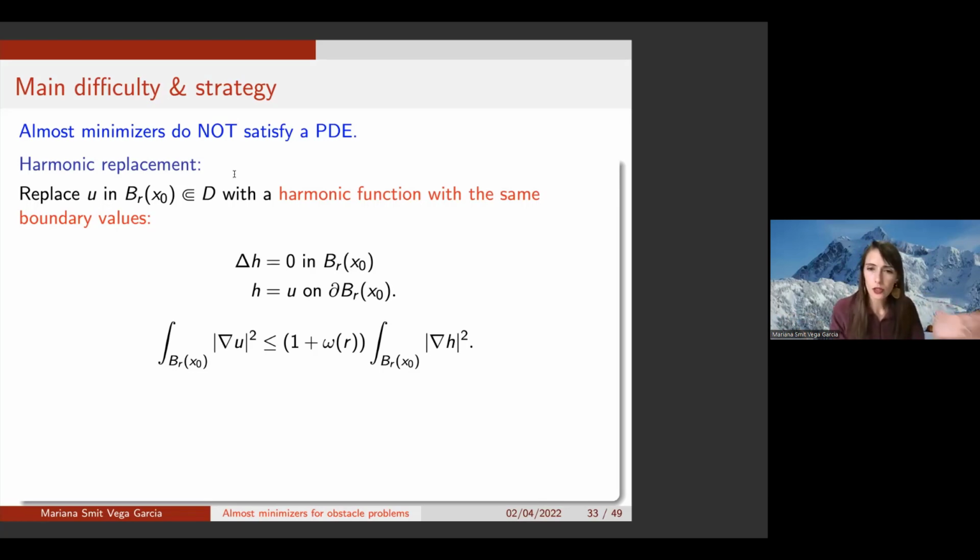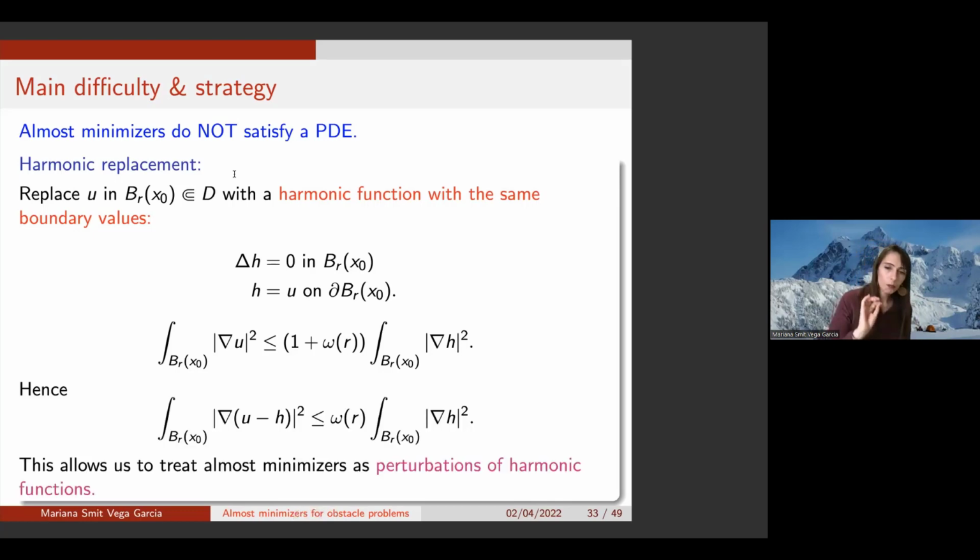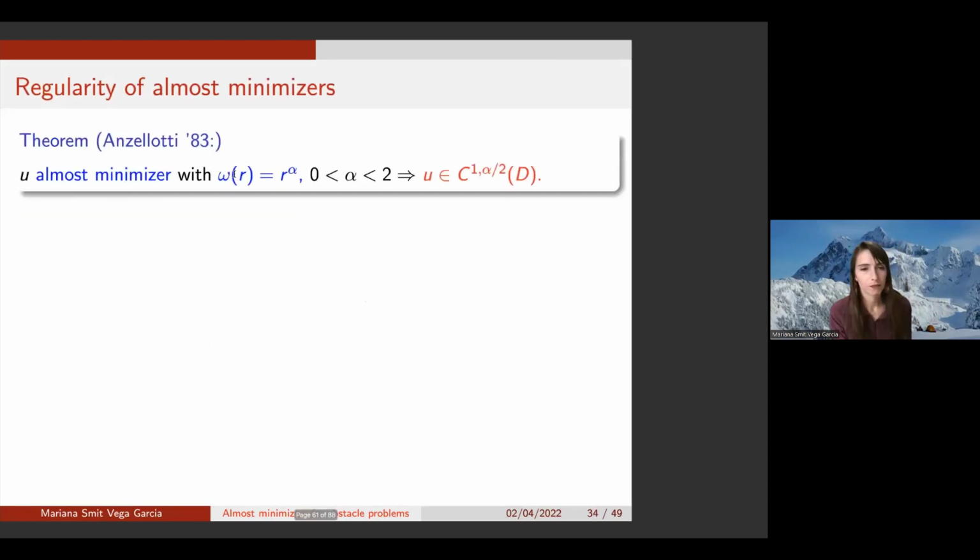So you play with this harmonic replacement, and you have to use very carefully the almost minimizer estimate. Playing with that almost minimizing estimate, you are able to control the Dirichlet energy of the almost minimizer minus the harmonic replacement. And that estimate allows us to treat almost minimizers as perturbations of harmonic functions. So a lot of the technique estimates that we get from PDEs won't exactly be true, but we're going to have errors that we're going to collect very carefully from them.